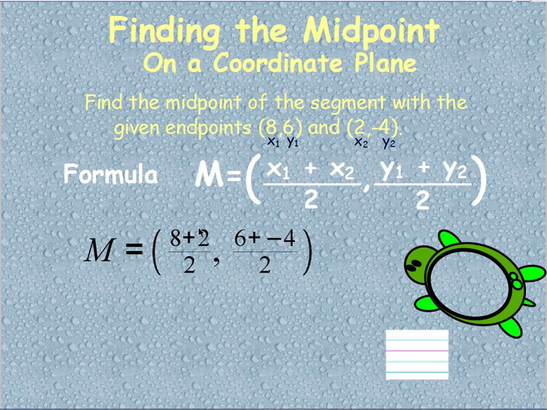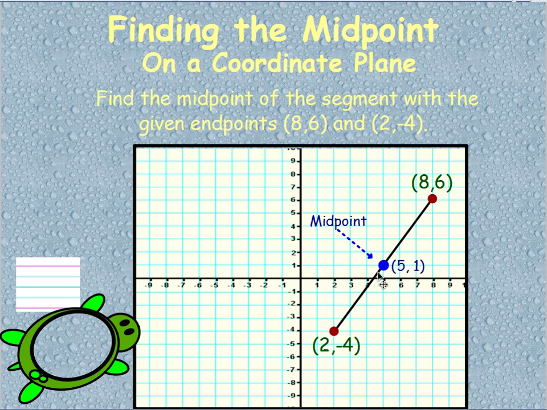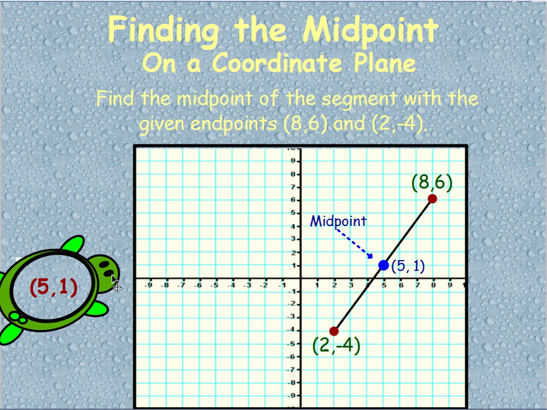The average of 8 and 2: when I add those together, I get 10, and we're going to divide by 2. And the average of our y values, 6 and -4: when we add those together, we get 2, and we're going to divide that by 2. 10 divided by 2 is 5. 2 divided by 2 is 1. So my midpoint is going to be at the point 5, 1. Average the x's, average the y's. And if you look back at our graph, that midpoint or halfway point is definitely at 5, 1.